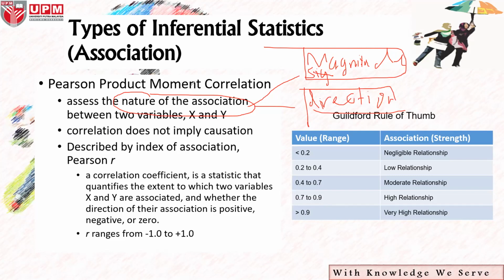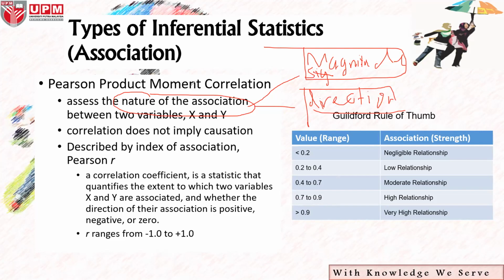A correlation coefficient is a statistic that quantifies the extent to which two variables, X and Y, are associated, and whether the direction of their association is positive, negative, or zero. So the R value ranges from -1 to +1. But the highest value of correlation is 1, the smallest is 0. Negative or positive just indicates the direction of the relationship.